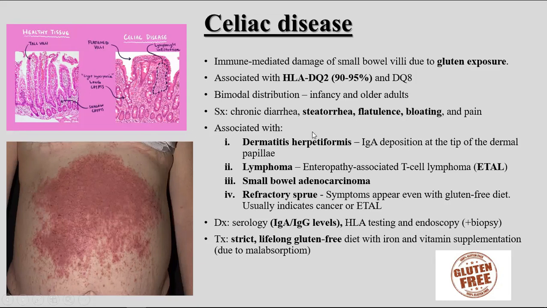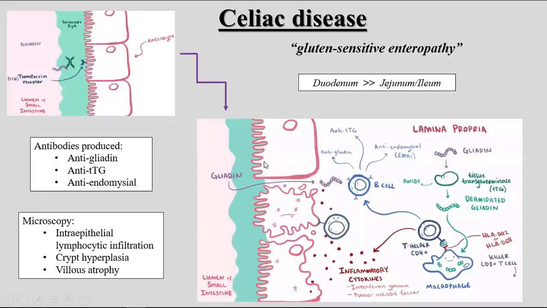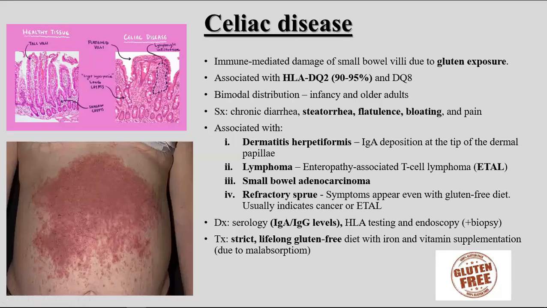It's associated with a number of conditions. Dermatitis herpetiformis is the most common association, wherein you have IgA deposition at the tip of the dermal papillae. Like I said, these anti-endomysial antibodies that are produced are also present in the dermis layer of your skin. So when these autoantibodies affect the EMA in the skin, it leads to the formation of dermatitis herpetiformis, which looks very similar to herpes, but it has nothing to do with herpes. You have to remember that these patients don't have any herpes simplex virus infection. It just looks like herpes, which is why it's known as dermatitis herpetiformis.